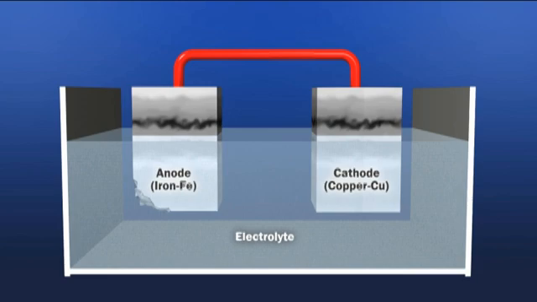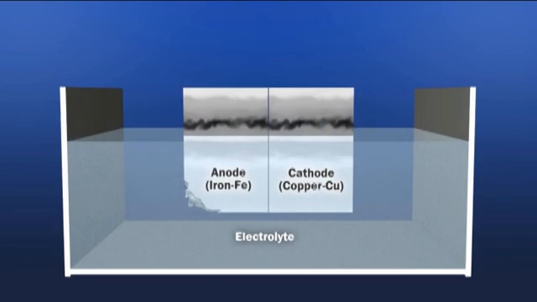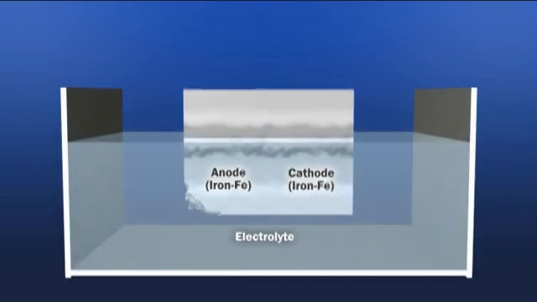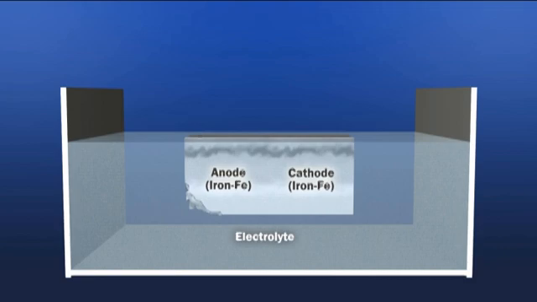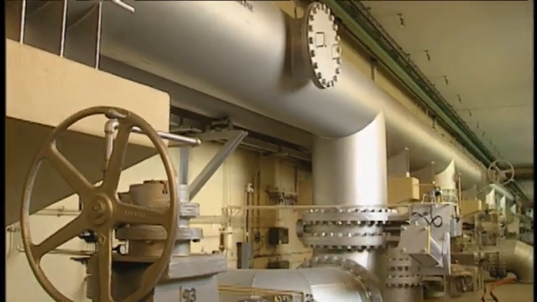A galvanic cell can also be created with a single metal or alloy immersed in a non-uniform electrolyte. Again, corrosion occurs at the anode. In a single piece of metal, the metal itself becomes the electronic path. Galvanic cells can easily be found in a water distribution system.